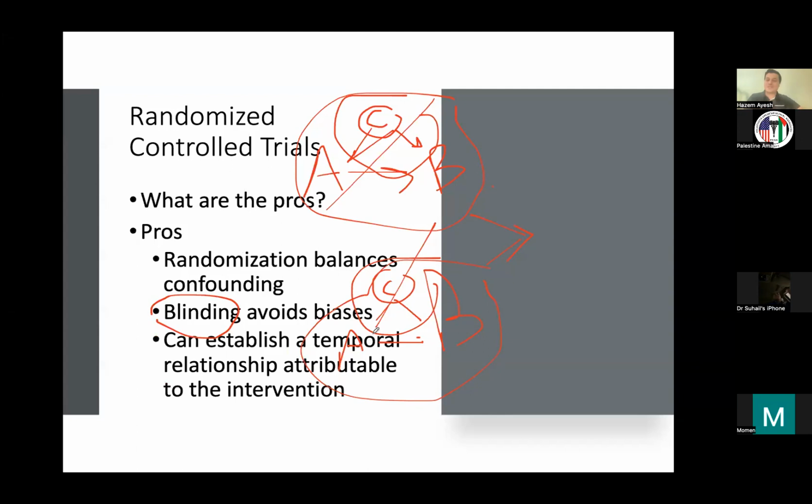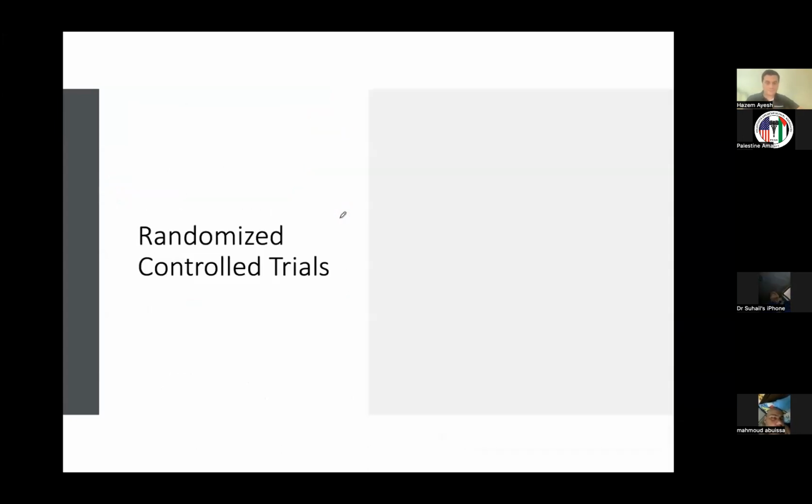It can establish temporal relationship. And as we said yesterday, time component. So you know for sure that the exposure happened before the outcome. So you can easily establish causality in this kind of studies, because you know for sure that the patient did not have the outcome at the very beginning of the study, and then they developed the outcome at the end of the study. So you can make a good association that the exposure preceded the outcome. And when this is the case, it's easier to make a case to say this is a causal relationship.